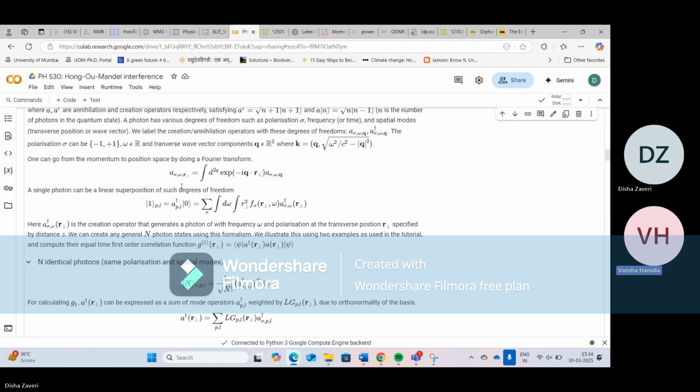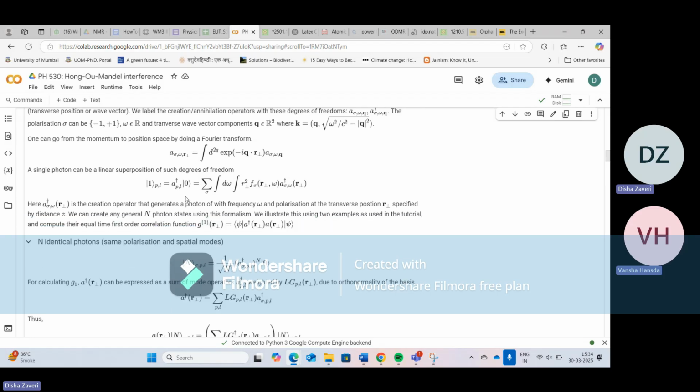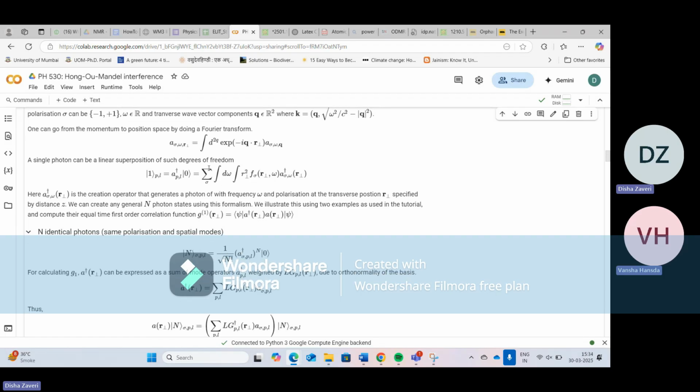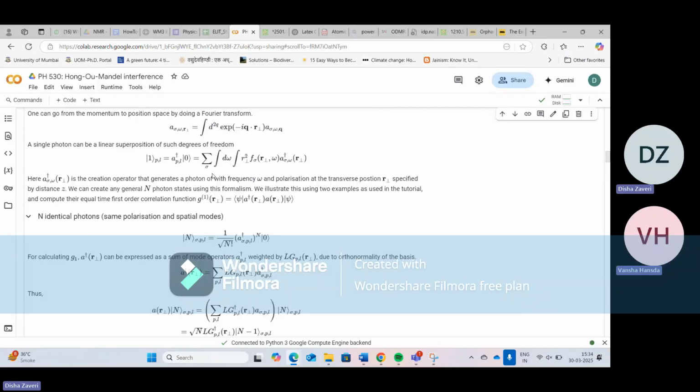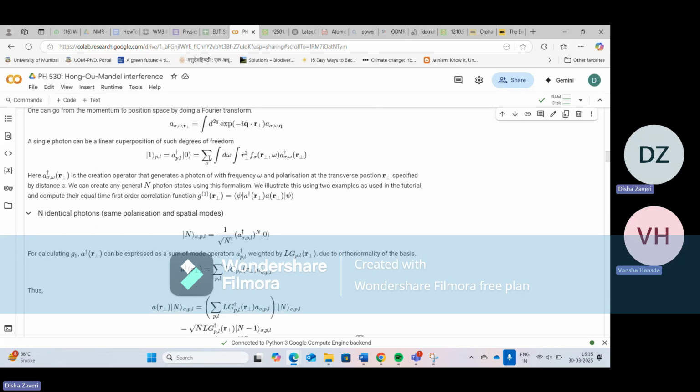Now, this would include the polarization sigma, which ranges from -1 to 1. There is omega, which is the frequency, and there's a transverse wave vector component q. So one can go from this momentum space to the position space by doing a Fourier transform. Here r perpendicular is basically just the transverse radial direction, and hence you can write a single photon to be a linear superposition of all these degrees of freedom, as shown in this equation.